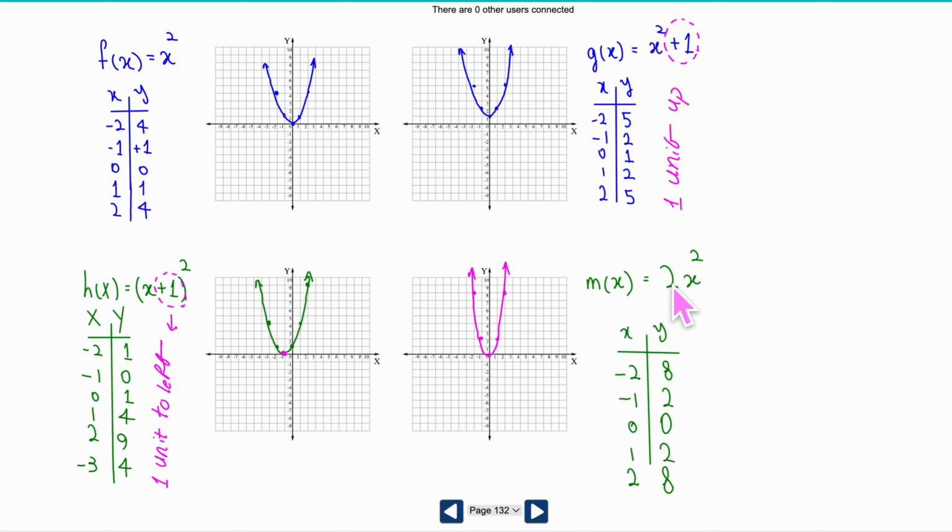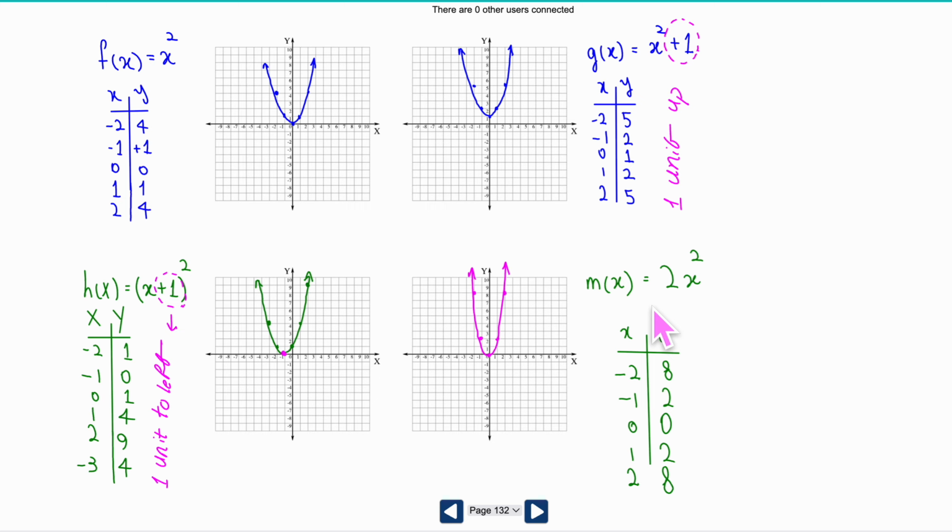The reason for that is this number 2 that we have multiplied our function by. Once we multiply a number to our function, it changes how wide or how narrow it is. If we have a number more than 1, like 2, 3, 5, 10, or even a million, we see our graphs getting narrower and narrower.